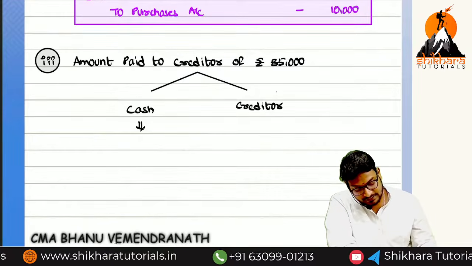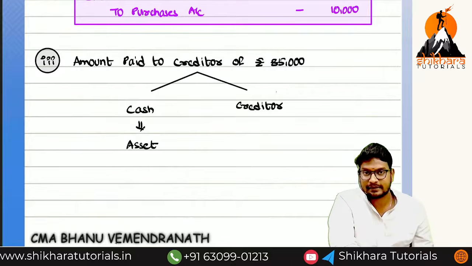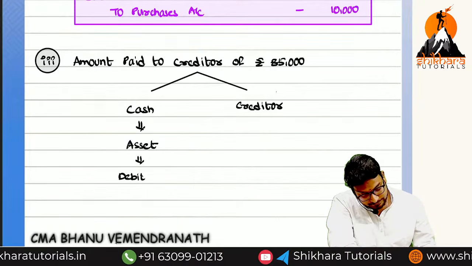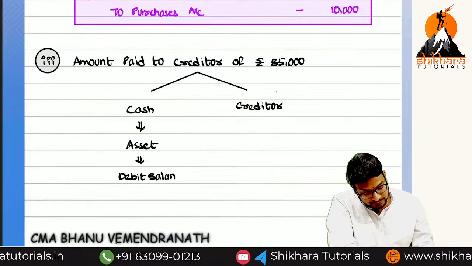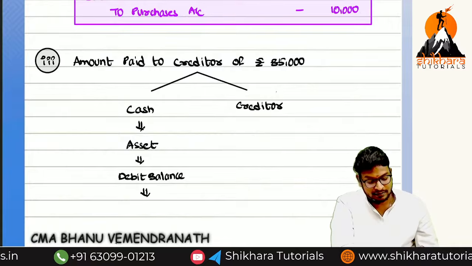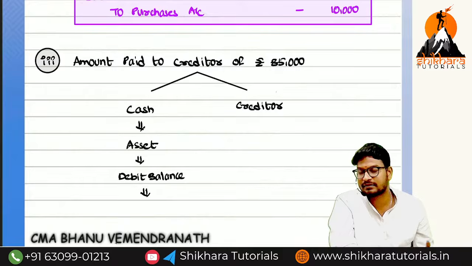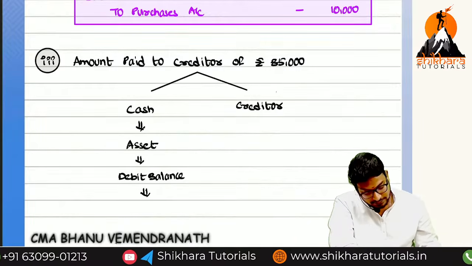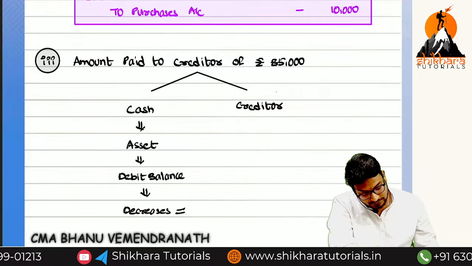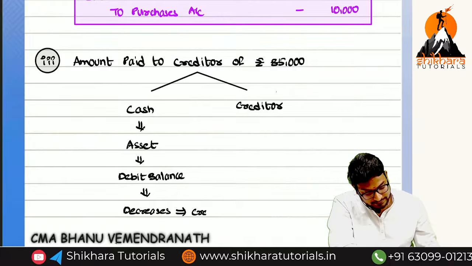So here cash is nothing but an asset. Asset will have which balance? Debit balance. So we have to decide whether it is increasing or decreasing. We are paying the cash, which means it goes out from the business. So goes out means decreases. If the debit balance decreases, what do we need to do? Credit.